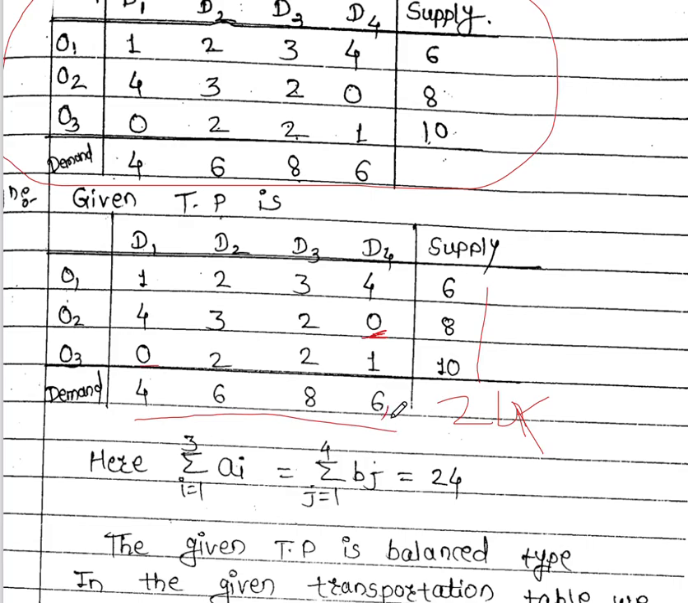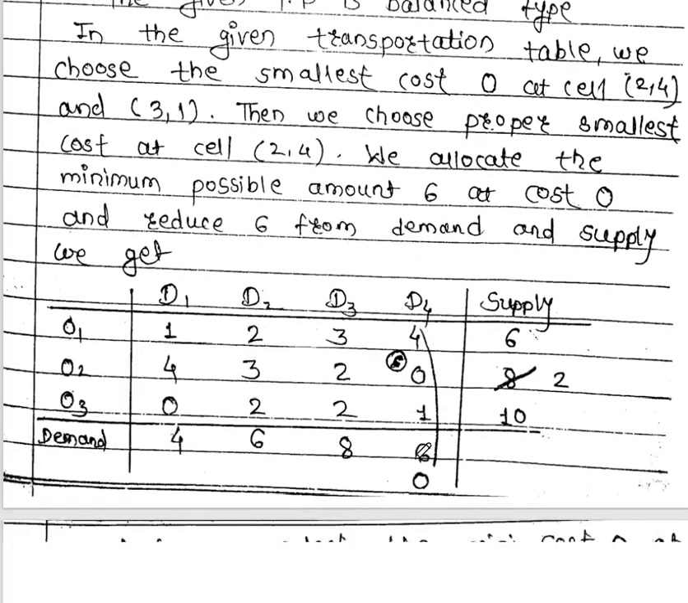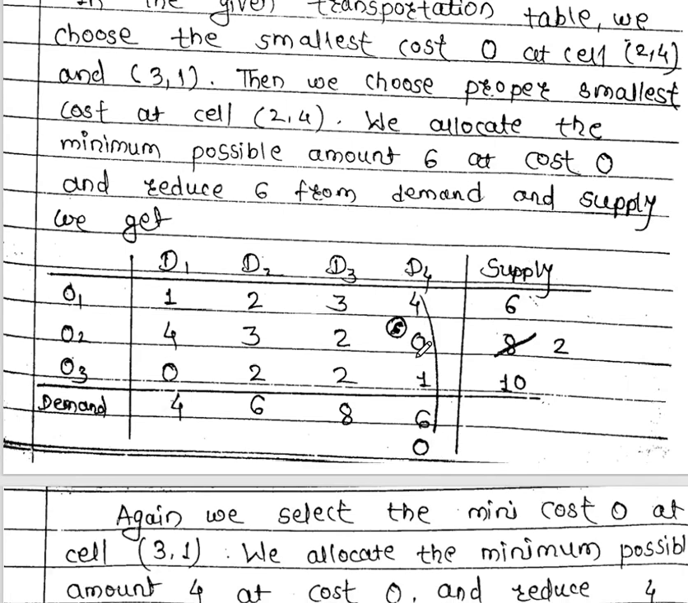Okay, so allocate 6 at 0, then subtract from demand as well as supply. So in this way we can allocate 6 at 0, then subtract from demand. So here will become 0 and supply will remain only 2. So here the first column will be satisfied. Okay, so what is the next step?